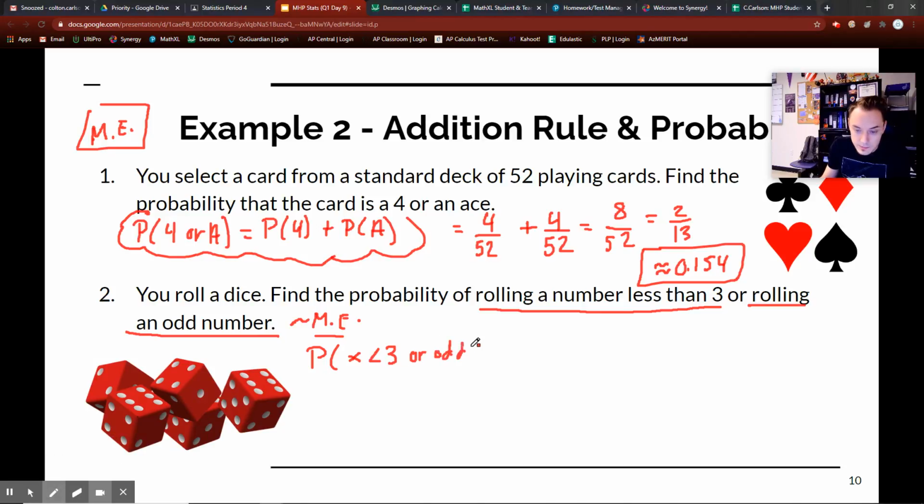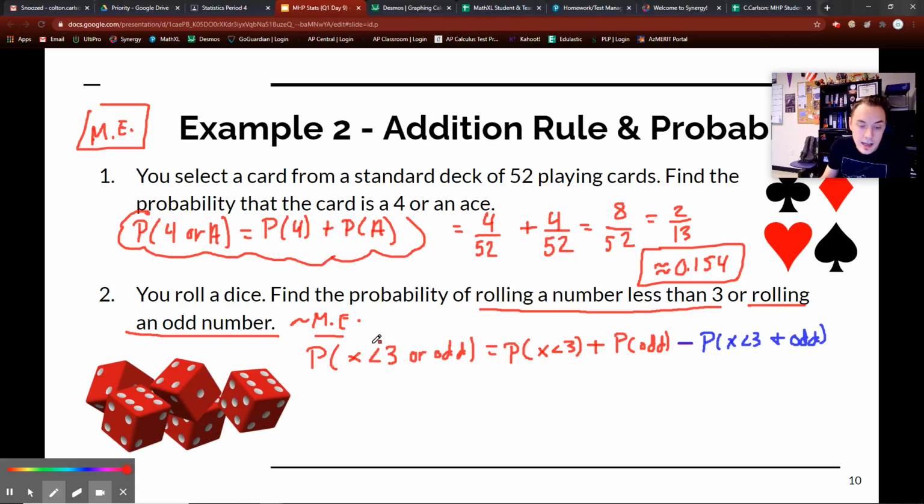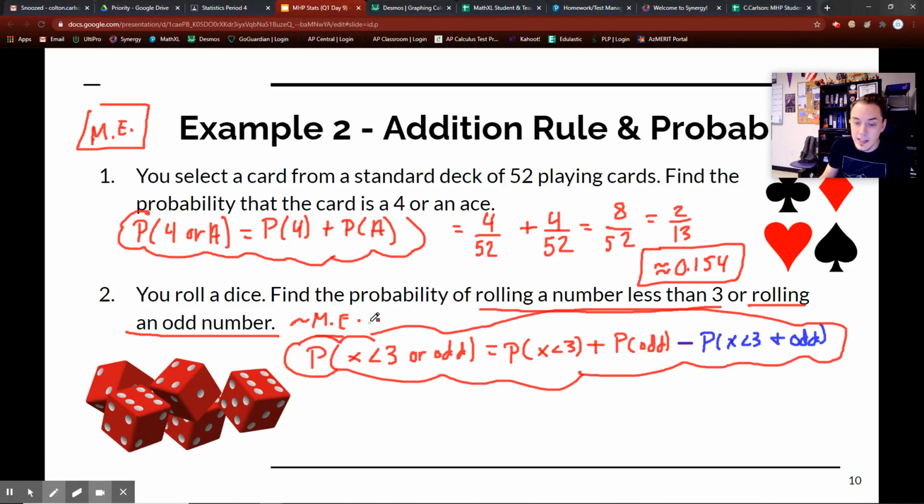I'll show you. What this formula is going to look like is this: the probability of x less than 3 plus the probability of an odd number, minus, and here's the important part, I'll put this in blue, minus my overlap. So the probability of x less than 3 and an odd number. Okay? So that is my overlap. That's my big long formula.